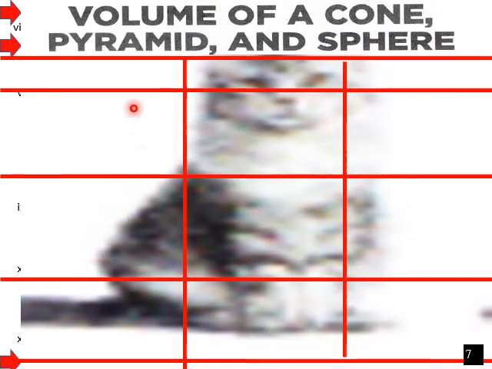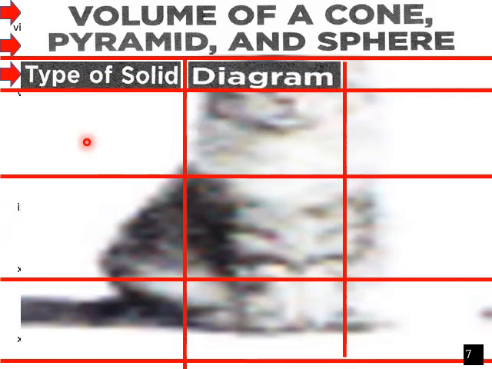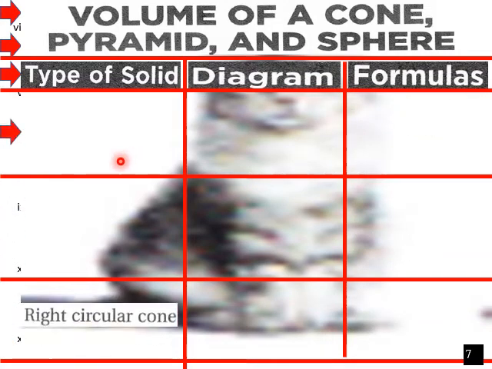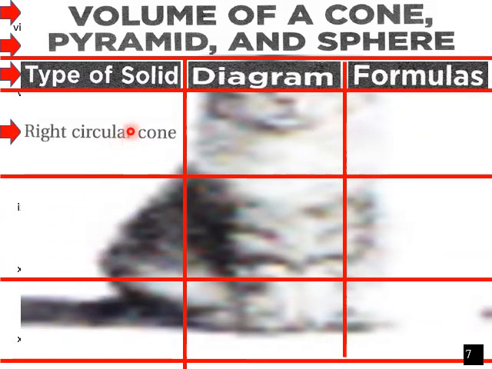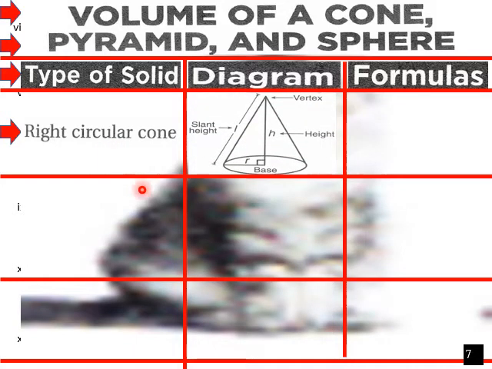Okay, into a table: volume of a cone, pyramid, and a sphere. Type of solid, diagram, then formula. This is a good note-taking thing. A right circular cone: this is a diagram of a right circular cone. You have a right triangle that provides the height and the base, and your slant height would be the hypotenuse of the triangle. The formula here would be 1/3 base times height for a right circular cone.